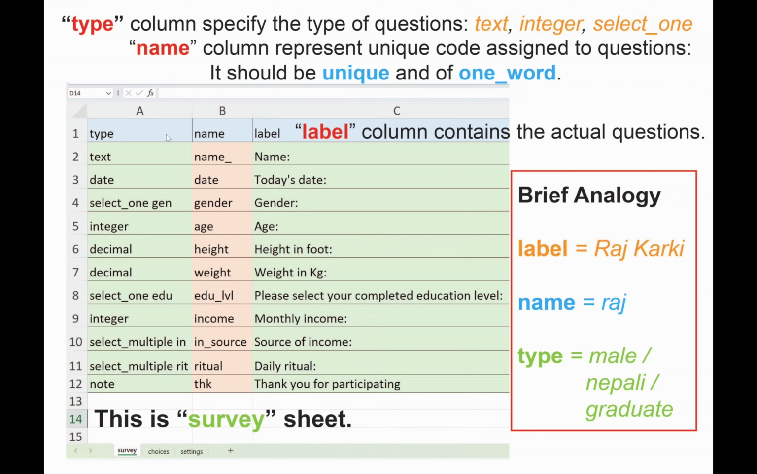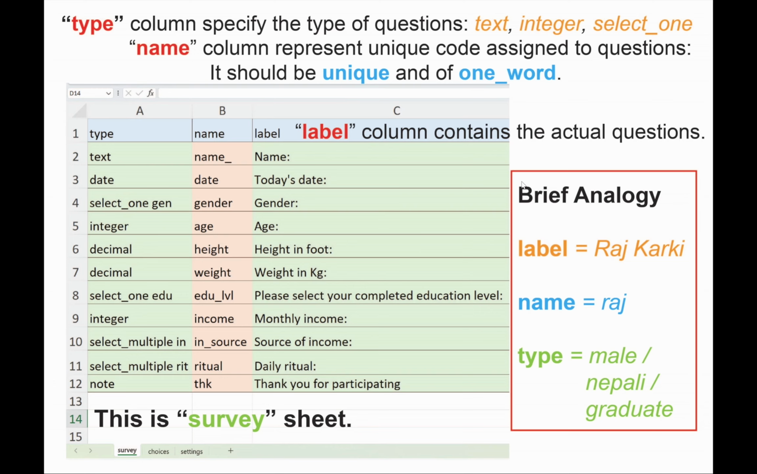The third component, type. Type is basically specifying the question type. It can be select one option or date, text, anything. For example, using integer, you can allow respondent to enter number. Using select underscore one or select underscore multiple, you can make the question multiple choice. And using date, you can allow your respondent to enter the date, and so on.